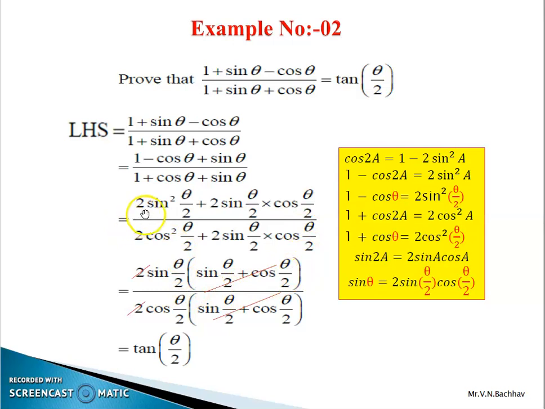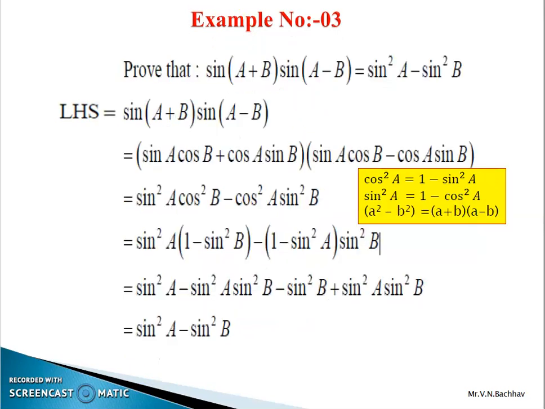Then we take 2 sin theta by 2 as a common. Then we get 2 sin theta by 2 in bracket sin theta by 2 plus cos theta by 2. Similarly in denominator 2 cos theta by 2 in bracket sin theta by 2 plus cos theta by 2. We cancel the bracket and 2. Hence we get sin theta by 2 divided by cos theta by 2 is equal to tan theta by 2, which is the RHS.